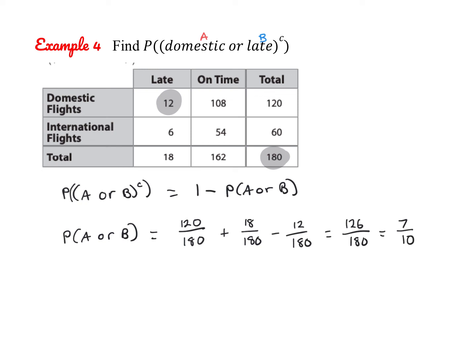But remember, we don't want to find the probability of it being domestic or late. We want to find the probability of it not being domestic or late because of the complement. So to find that, so A or B complement, we do 1 minus 7 over 10, which is 3 over 10.